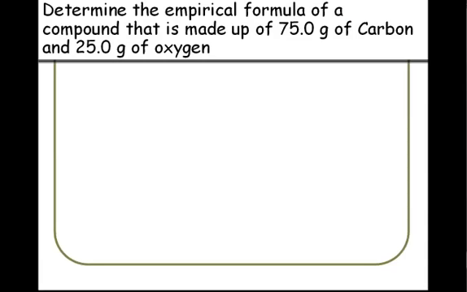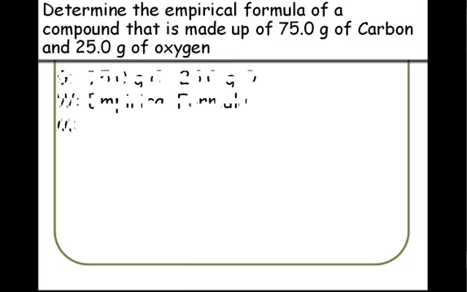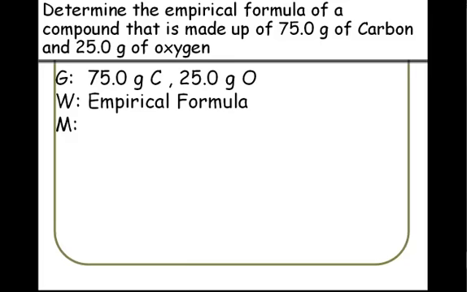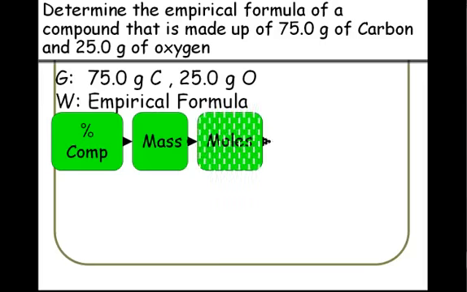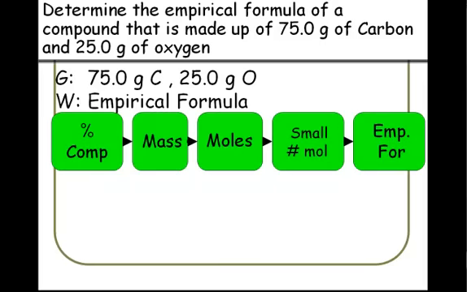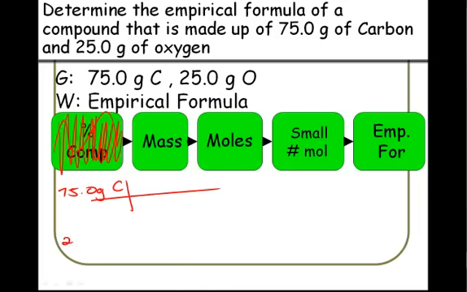Let's determine the empirical formula for a compound that's made up of 75 grams of carbon and 25 grams of oxygen. Well, we're given 75 grams of carbon and 25 grams of oxygen, and we want the empirical formula. So our steps are going to be the same, except we are not starting on percent composition, so we can get rid of that. We're going to start right on mass. So we take our 75.0 grams of carbon and our 25.0 grams of oxygen.